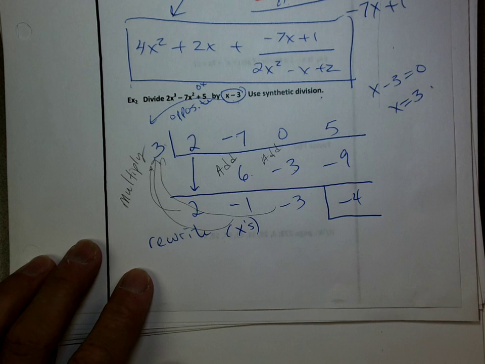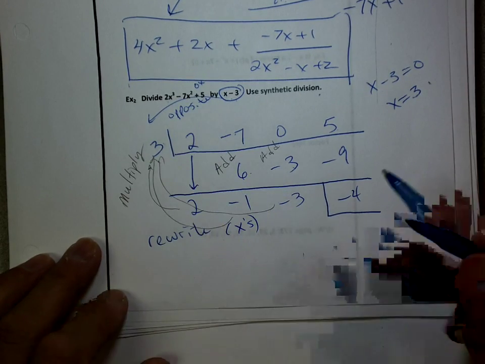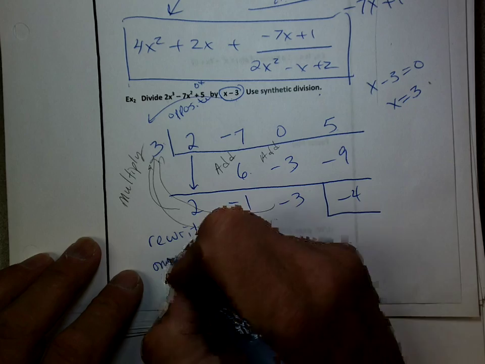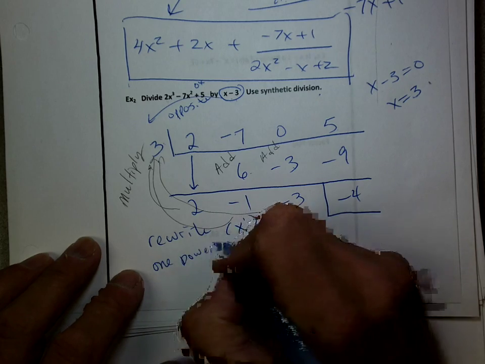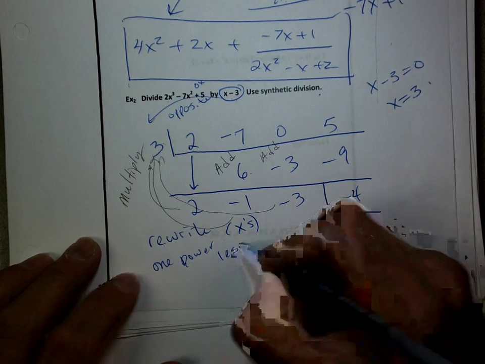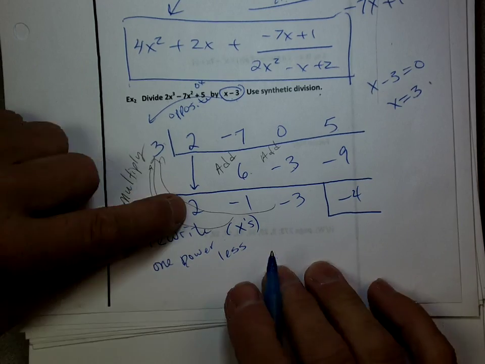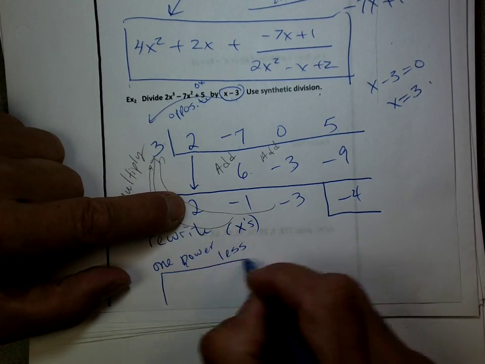So, it's always going to be 1 power less than the problem, okay? 1 degree less. So this is an x cubed. So we're going to go 1 power less than the divisor. So this is now going to be the answer. You ready for the answer?